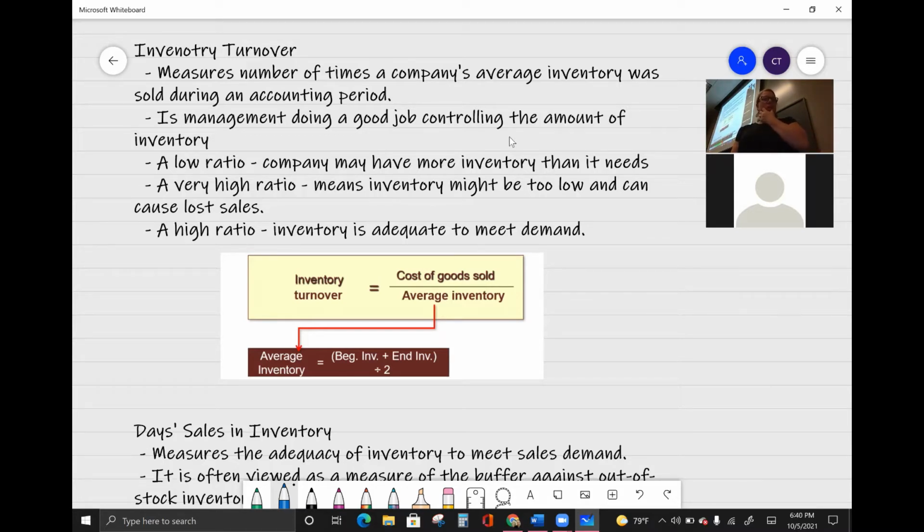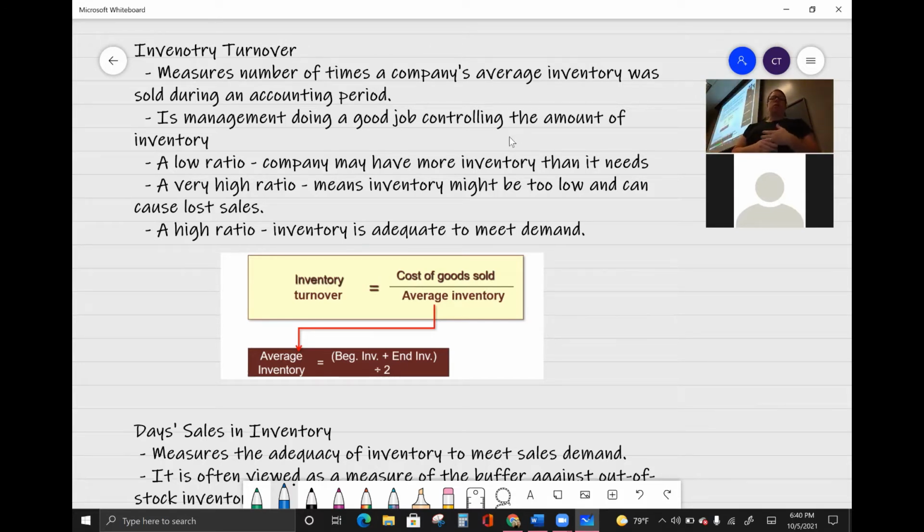So if we have a low ratio, the company may have more inventory than it needs. If we have a very high ratio, that might mean that our inventory is too low and we can't cover the sales. So we'll lose them because we can't get the products. And then we have a moderate ratio, which is where you want to be. That's adequate. You don't want to be too high and you don't want to be too low. Okay, you want to be somewhere in between.